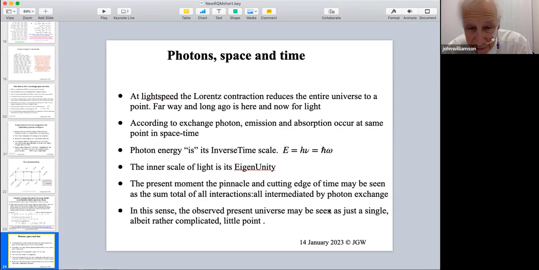Now, the present moment, the pinnacle and cutting edge of time to you, may be seen as the sum total of all possible interactions that you have, all intermediated by photon exchange. Even what you're hearing is intermediated by photon exchange at your eardrum, by things bouncing into it and exchanging electric fields. But certainly what you're seeing is intermediated by photon exchange, quite literally. So in this sense, the observed present universe may be seen as just a single, albeit rather complicated, little point, where everything is just happening here and now and right here in your head. And each one of us is at the absolute cutting edge of the present moment. Everyone else, all the other people talking to you, me talking to you, is in your past.